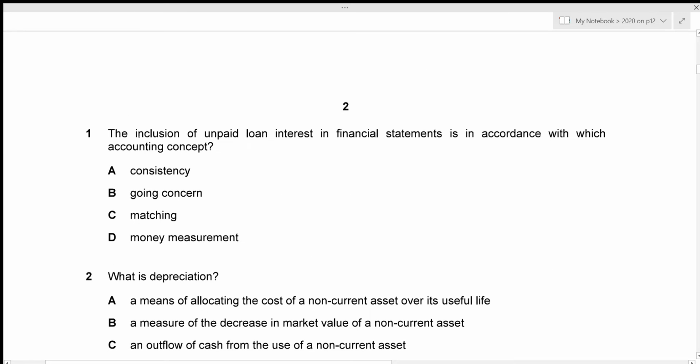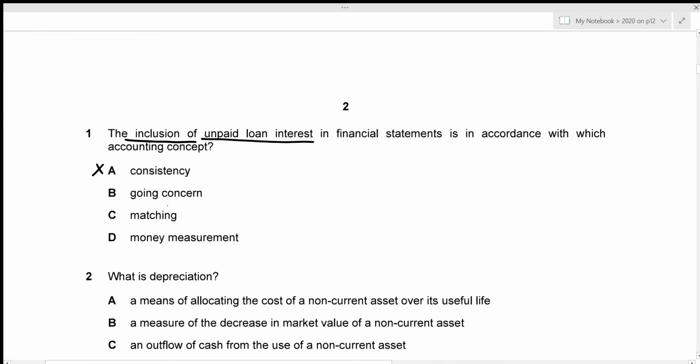For the first question, we are given: the inclusion of unpaid loan interest in financial statements is in accordance with which accounting concept? The very first option is consistency concept, and we know that this concept states that once you adopt an accounting principle or method, we need to continue to follow it consistently in future accounting periods as well. But in the given information, we are not talking about any sort of accounting principles or accounting methods, so option A is going to be incorrect.